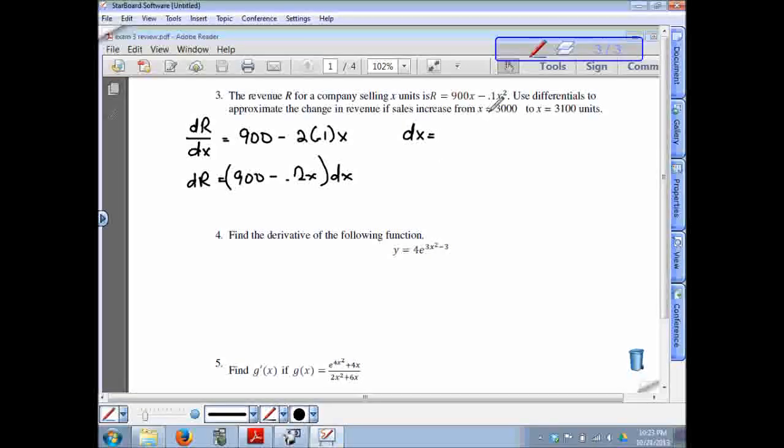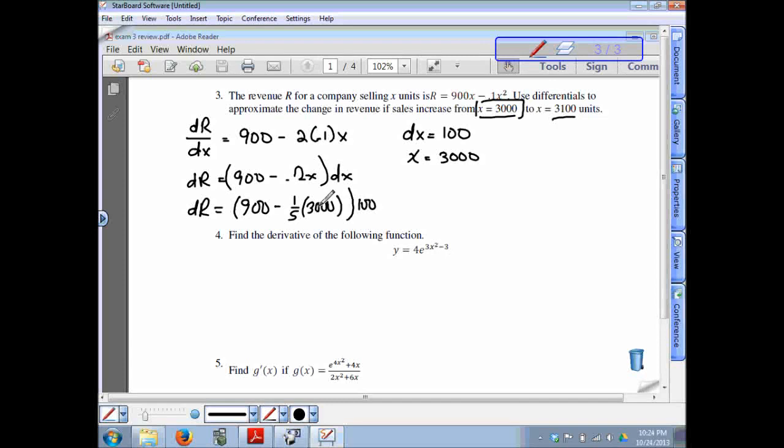Now dx is the change in x value. If x goes from 3,000 to 3,100, then the change is 100 units. The x value we're going to use is the starting value, 3,000 units. Making substitution, dR is equal to 900 minus 0.2, which is 1/5, times 3,000, times 100. 1/5 of 3,000 is 600. 600 from 900 is 300, and 300 times 100 is 30,000. And that's in dollars. So the change in revenue from increasing production from 3,000 units to 3,100 units is $30,000.